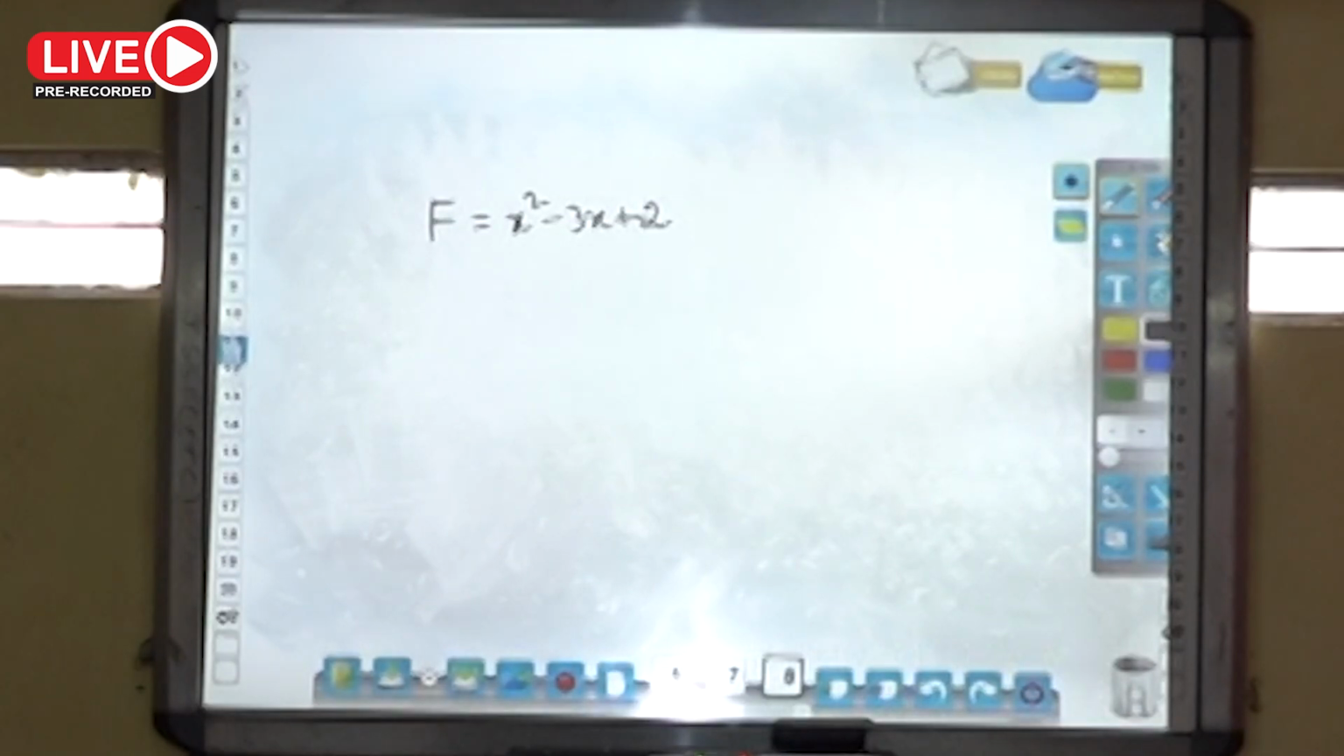Now say 2x minus 3 is equal to 0. Then x will be 3 by 2. So at this point, force will be minimum. So put this value 3 by 2 here.